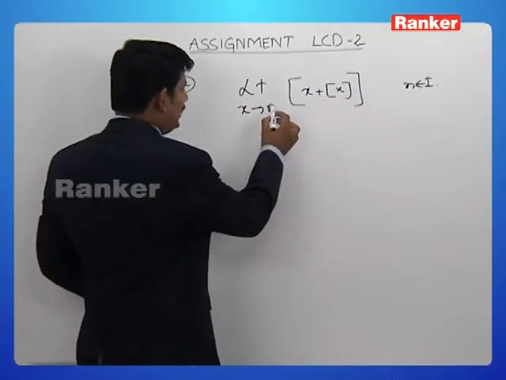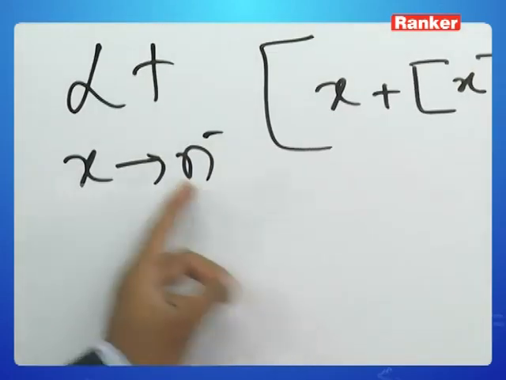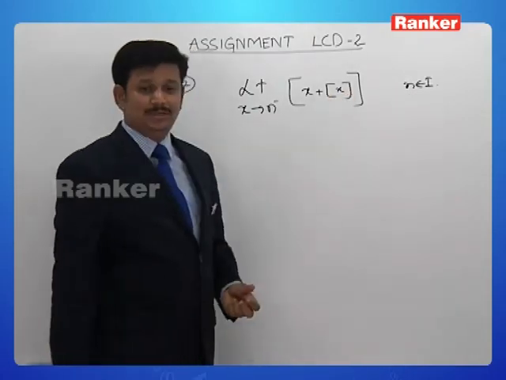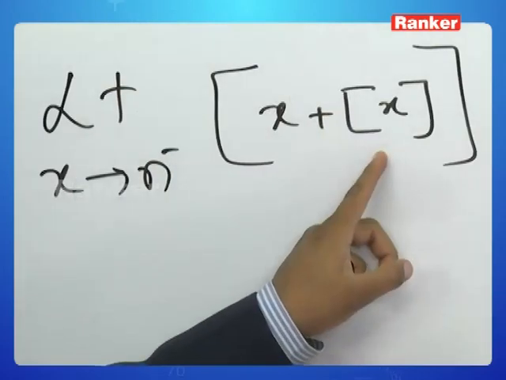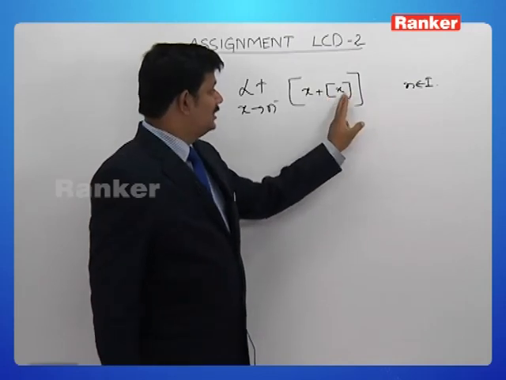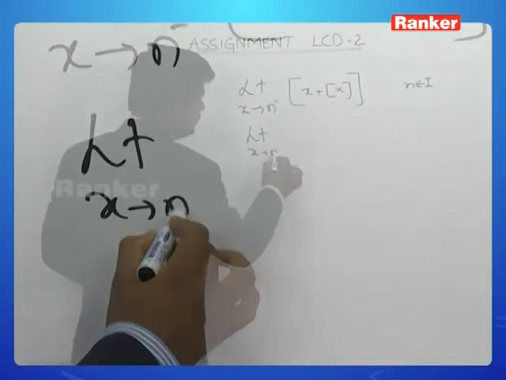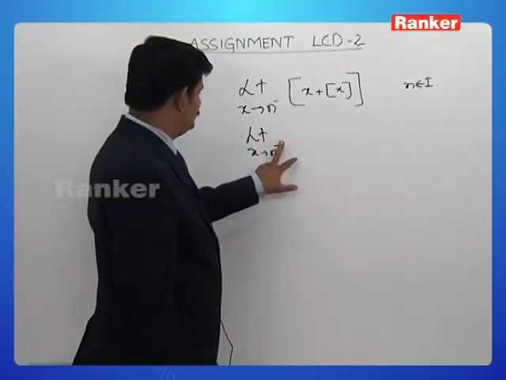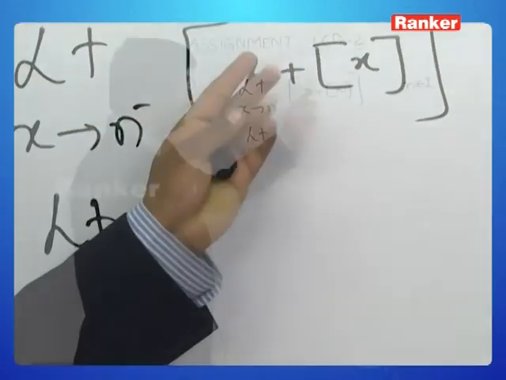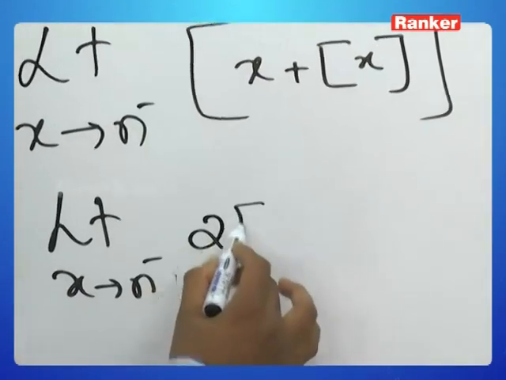So let us evaluate the left hand limit and right hand limit separately. For the left hand limit, x is tending to n minus, that is, x is slightly less than n, and then the integral part of x would be n minus 1. And because this is an integer, we can take it out of the integral part. This can be written as the limit as x tends to n minus of the integral part of x plus, taking this integer out, the integral part of x, which makes it 2 times the integral part of x.